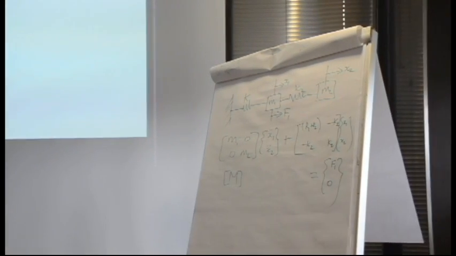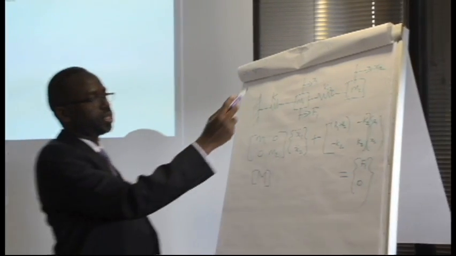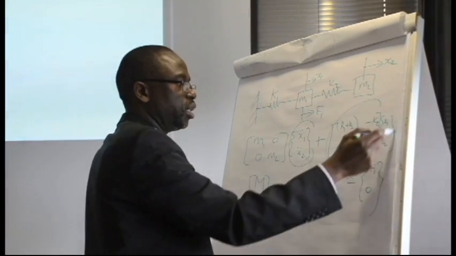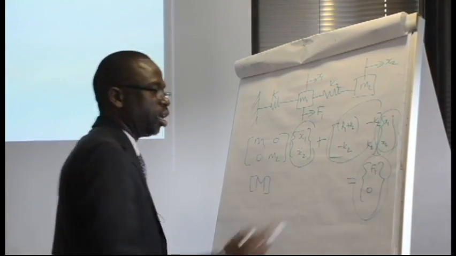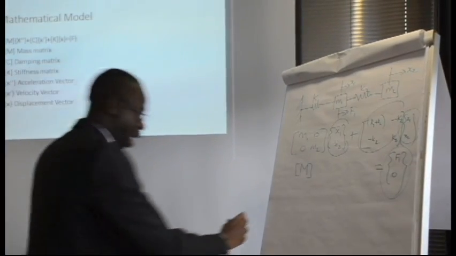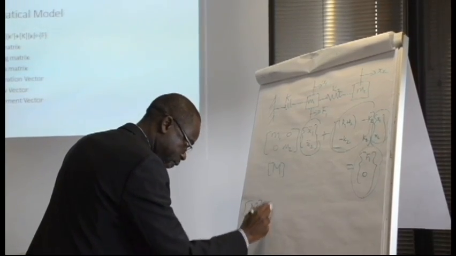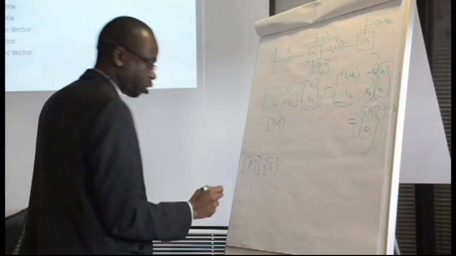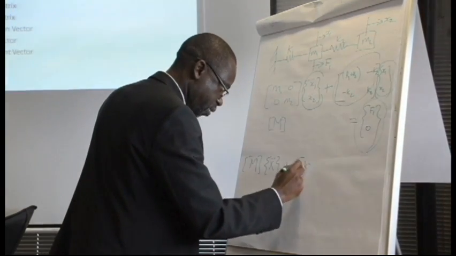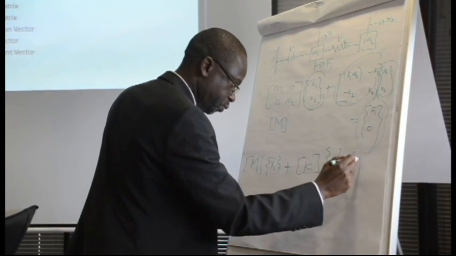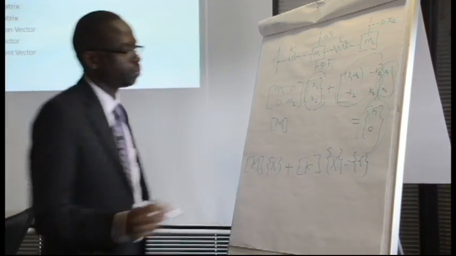Now what have we done? We have represented this system as a matrix. This is a vector, this is a matrix, this is a vector, this is a vector. So basically what you have done, you have said M matrix multiplied by X vector double dot plus K matrix multiplied by X vector is equal to F vector. And that's basically what you are able to do.